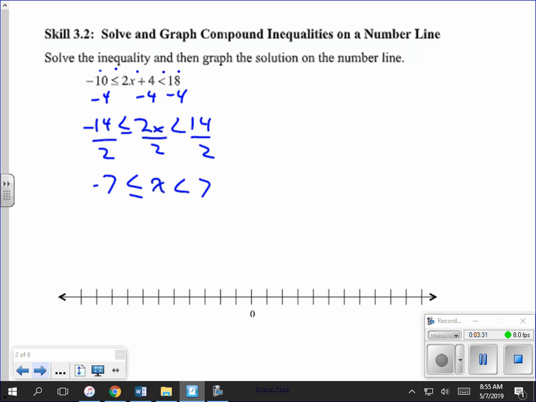So now I have to plot my points. Because it's an or equal to, I have a filled in circle on negative 7. 1, 2, 3, 4, 5, 6, 7. This is where negative 7 is. And I have a filled in dot. Because it's not or equal to on this one, I have an open circle on 7. 1, 2, 3, 4, 5, 6, 7. So it's 7. I have an open circle. And where's my x? My x is between those two numbers. Next.